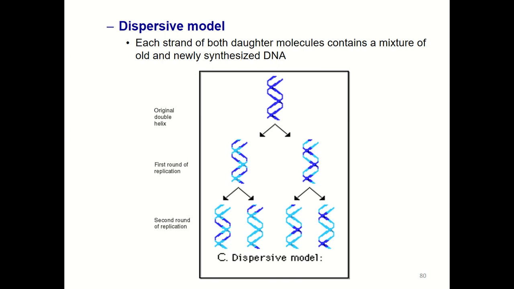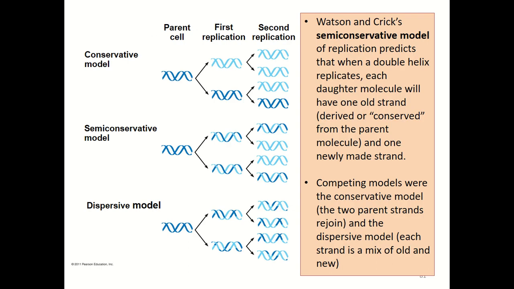And the third model is the dispersive model of DNA replication, in which each of the strands of both daughter molecules will contain a mixture of old and newly synthesized DNA. As you can see here, all of the replication results include the mixing in one strand, a mixing of old and also the daughter strand. So therefore, the three models proposed for DNA replication are the conservative model, semi-conservative, and also dispersive model.